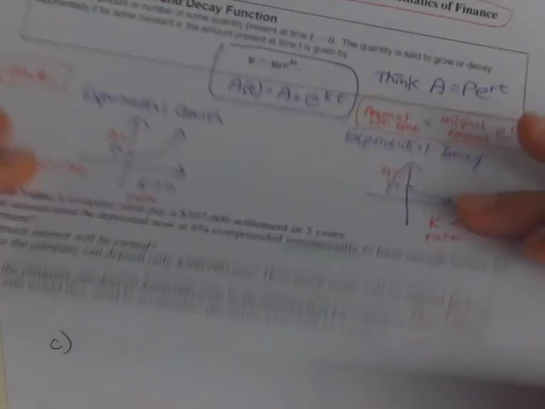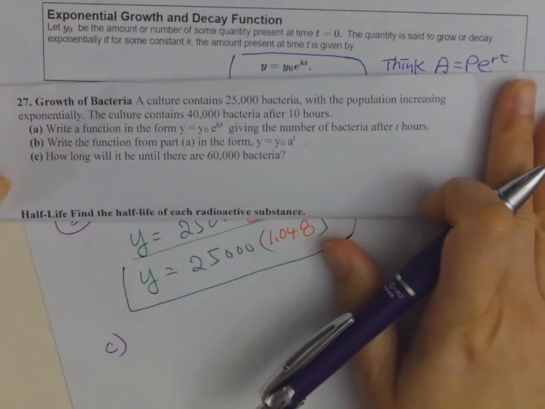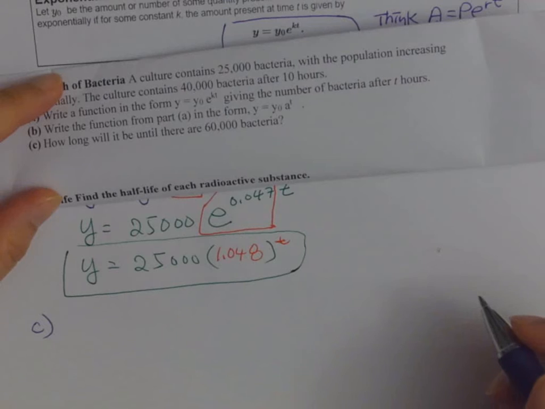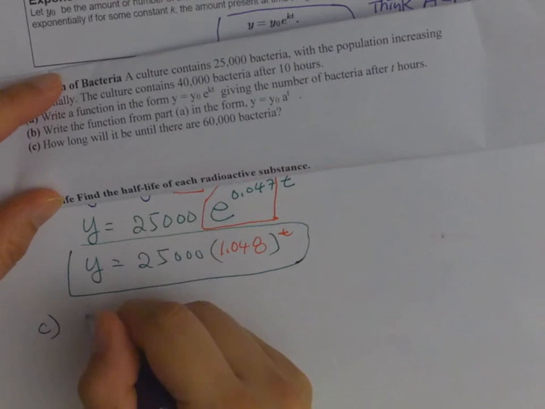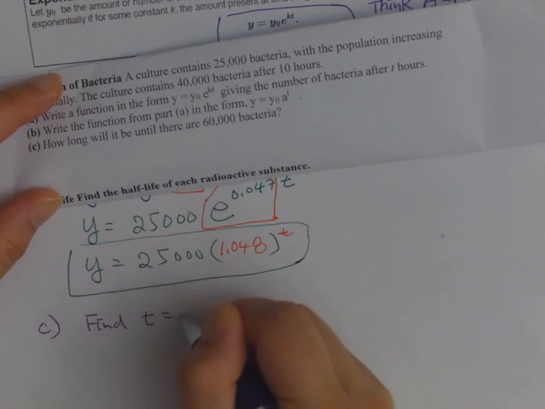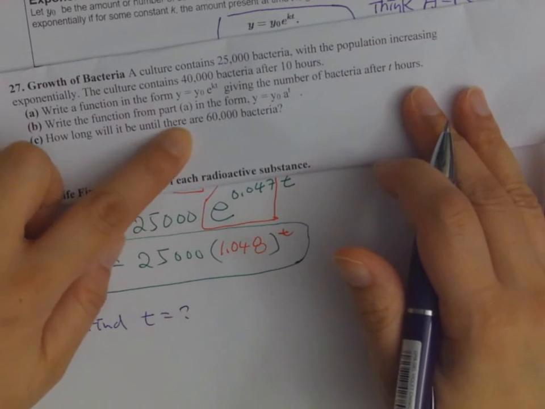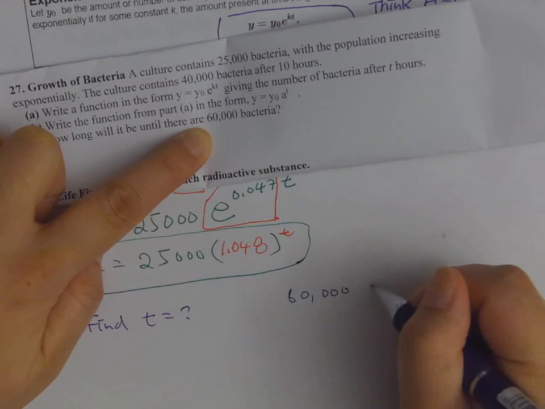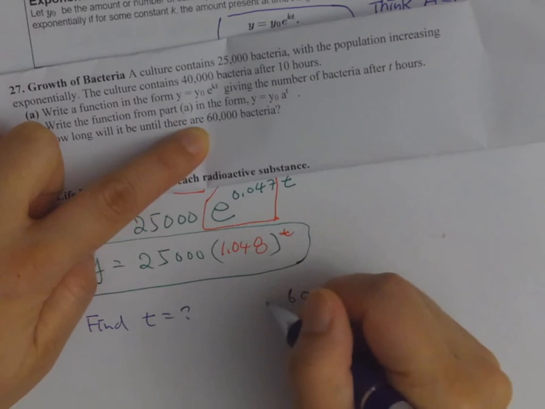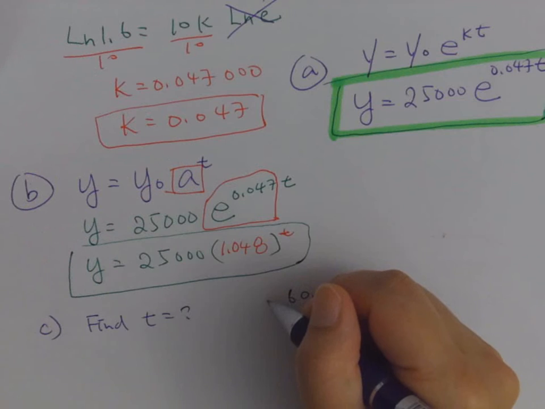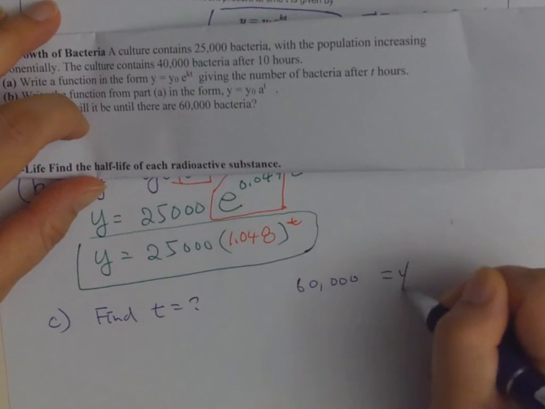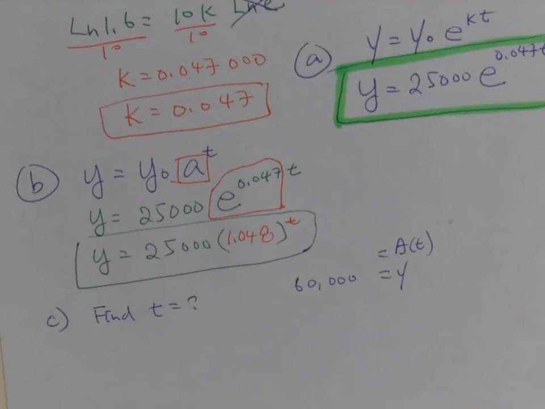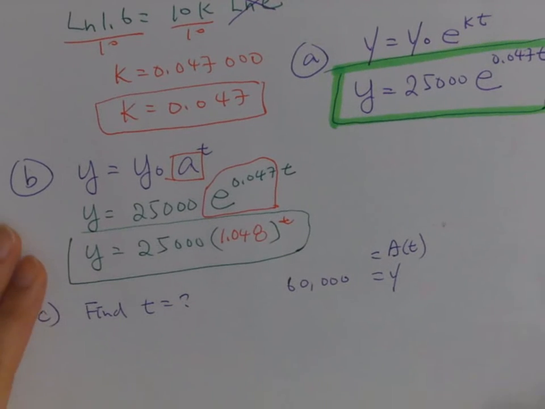What does C say? So C say, how long will it take until there are 60,000 bacteria? How long mean they're trying to find t equal to what, right? That's how long. Will it take until they have 60,000 bacteria, which is over time, right? So that would be the y, y either equal to the y value, or I like to call it the amount over time, right? So those are the given part, they need you to find the t.